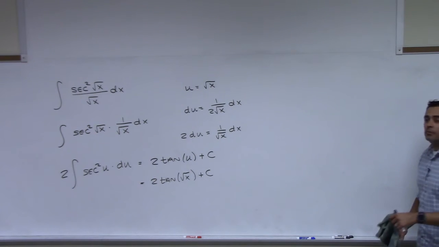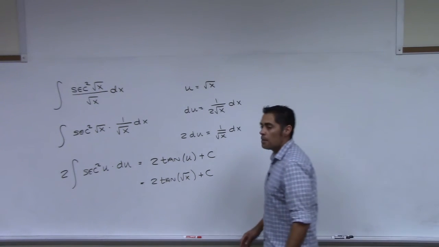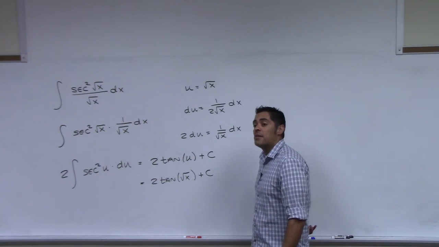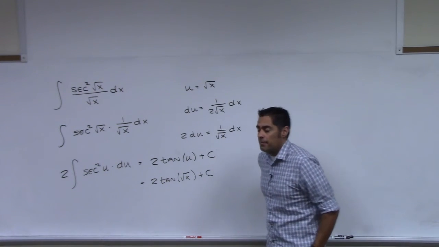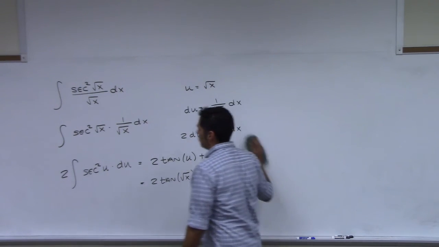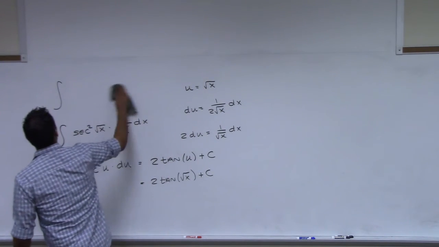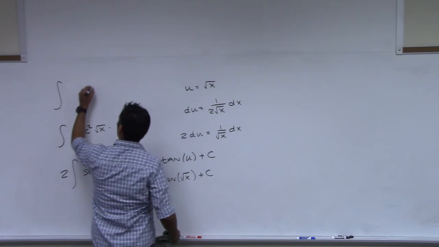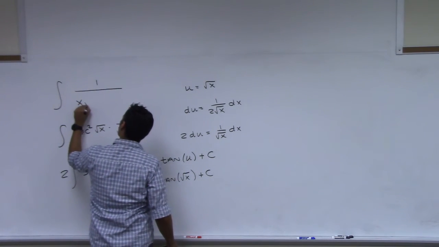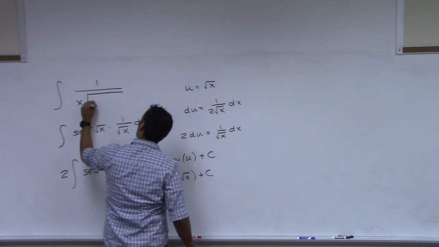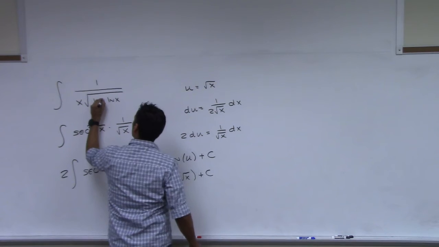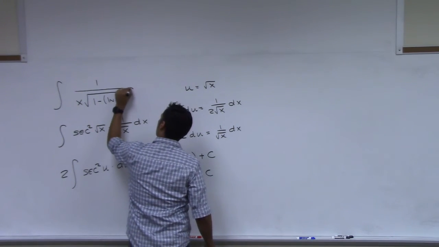But the answer could have arc tangents or arc sine? It could. Are you asking me? Can it? Oh, absolutely. Yep. Absolutely. How about this one? 1 over x root 1 minus natural log x squared dx.